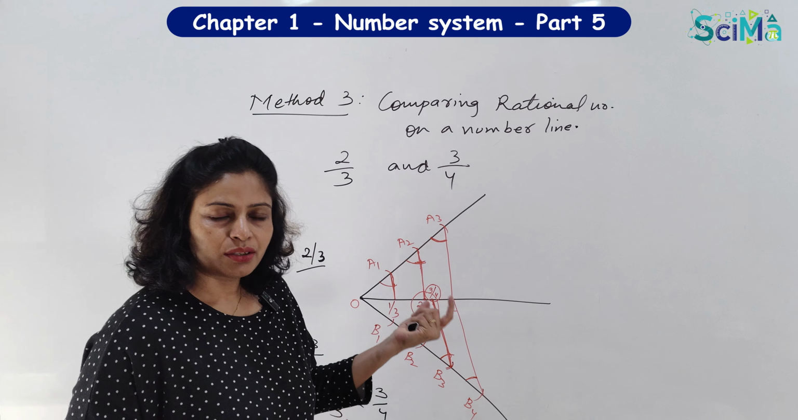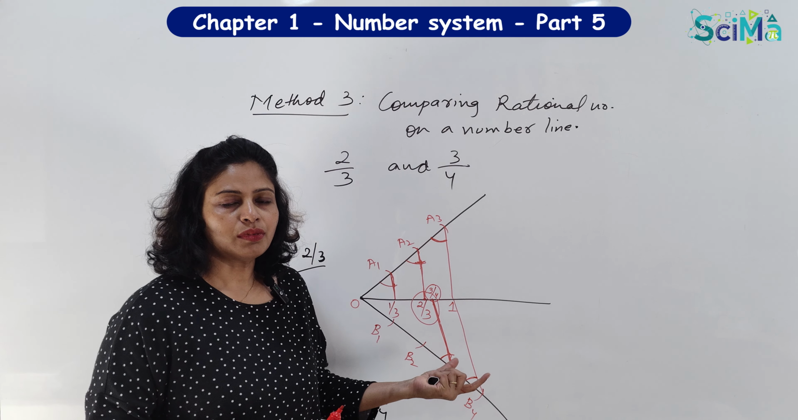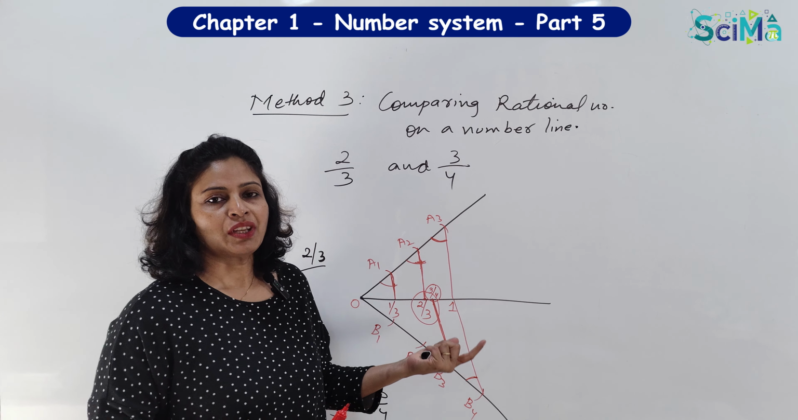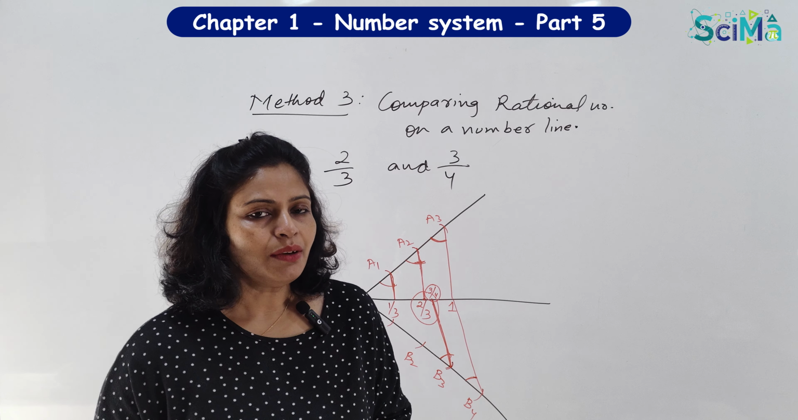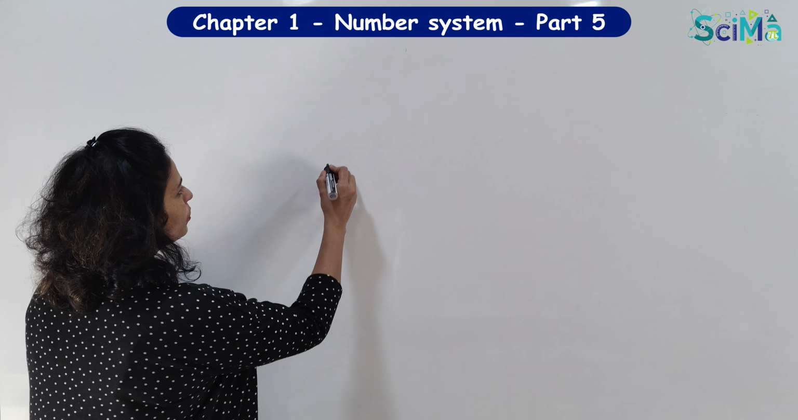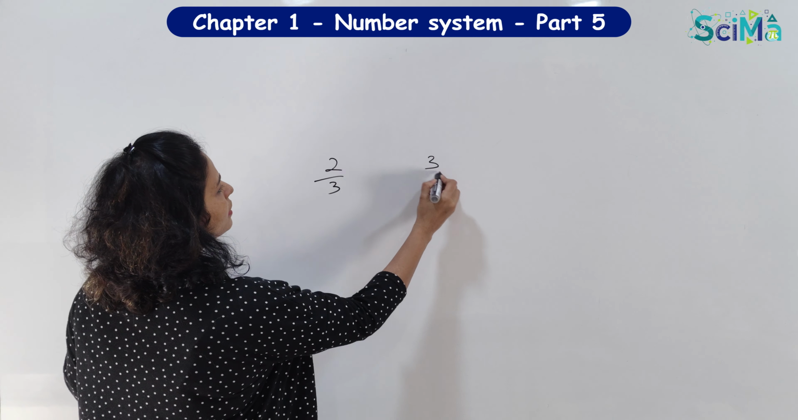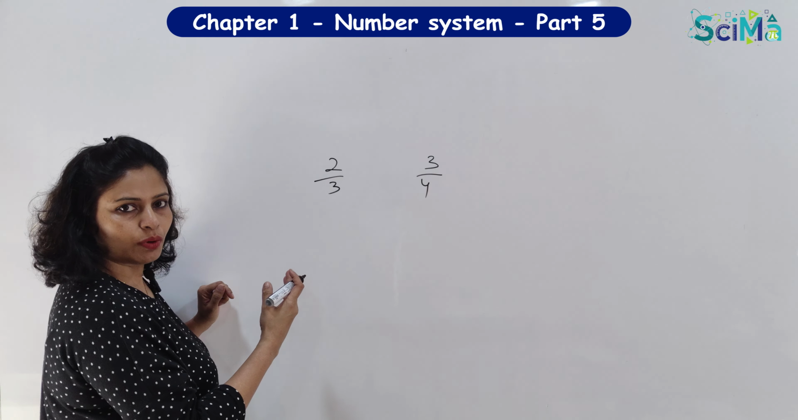Hope you understood. You try this at home. Try to construct it using your geometry box. If you have any doubt, you can surely ask me and I will reply. Or if you find this construction difficult, what you can do is write the equivalent forms of 2 by 3 and 3 by 4.